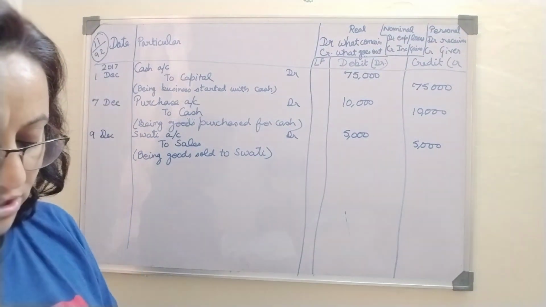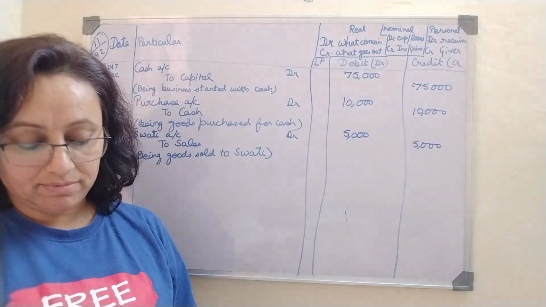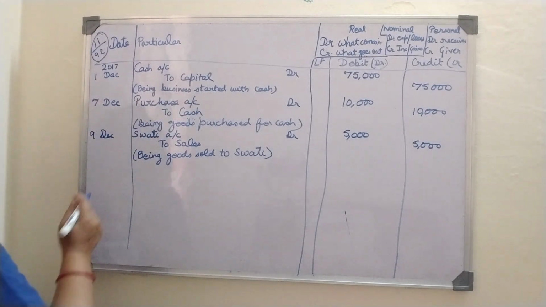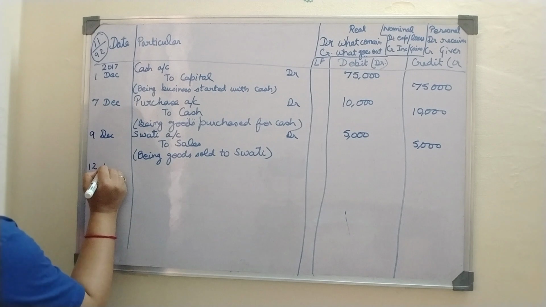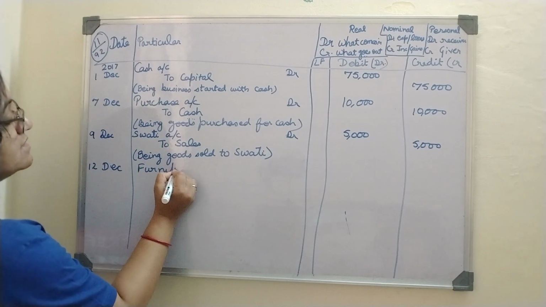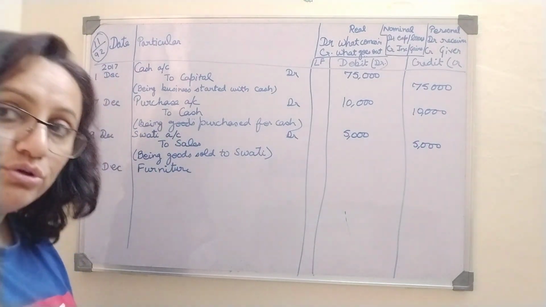Now, purchased furniture. Furniture we all know. Debit what comes in? So furniture account debit to cash. Nothing is written, it means we have purchased it for cash. So it is 12th December. For fixed assets we don't write purchases. Okay. For goods only we write purchases.